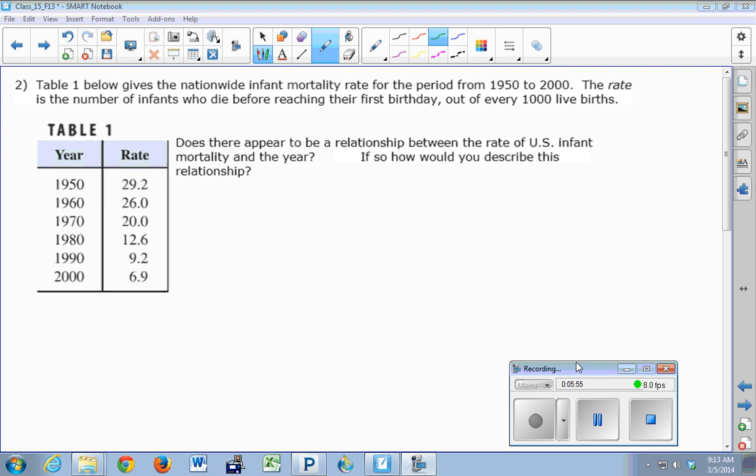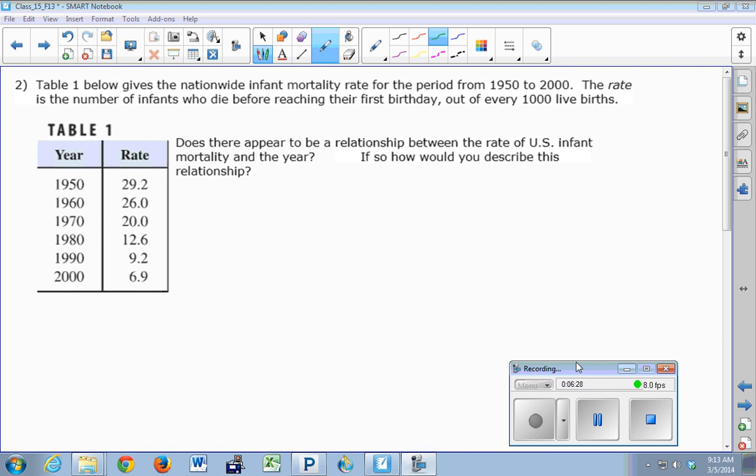Okay, so here's a table. It goes from 1950 to 2000. And this says that 29.2 out of 1,000 infants died before their first birthday. And then it shows you the data for each decade after that. So the first question is, does there appear to be a relationship? That's what we're trying to measure at some point. But do you think there is a relationship between the year and the rate?